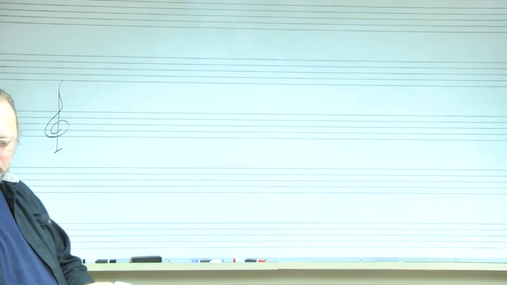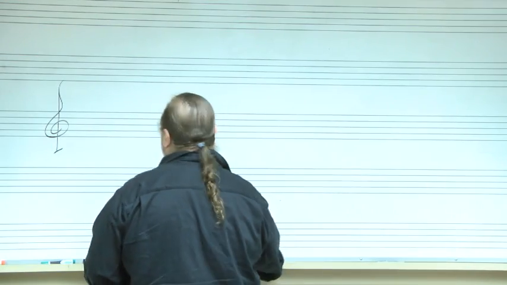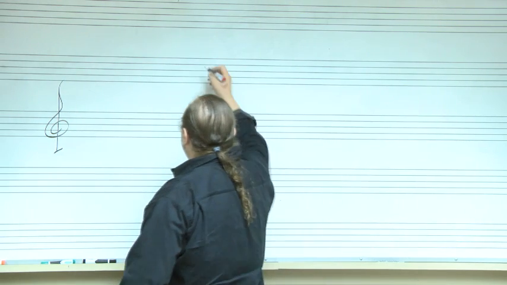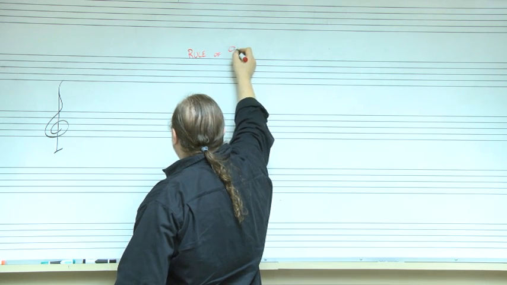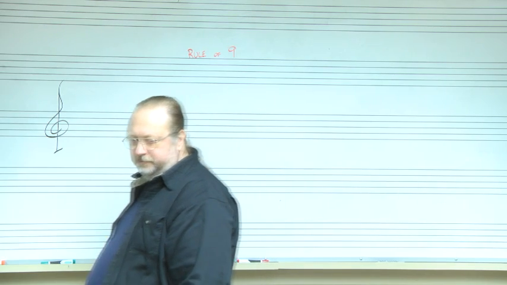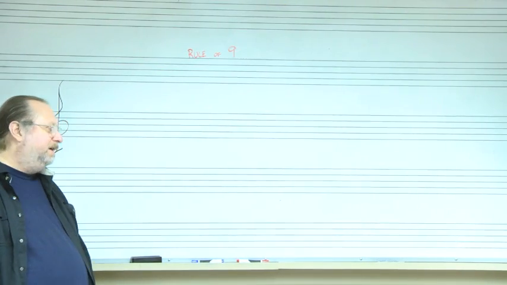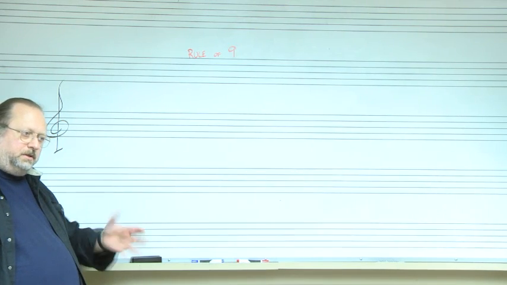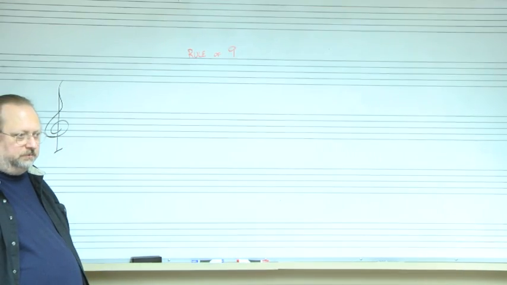Oh, here's a good one. Here's one that you need to know. I wrote that in class. Here, I think this is the rule of flipping. Here's the rule of 9. You guys need to know this. When you flip intervals, the two together always have to add up to 9.